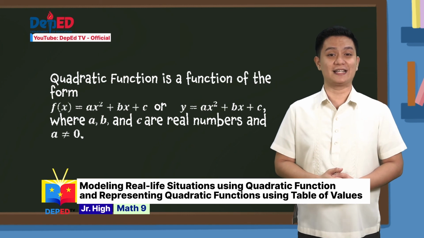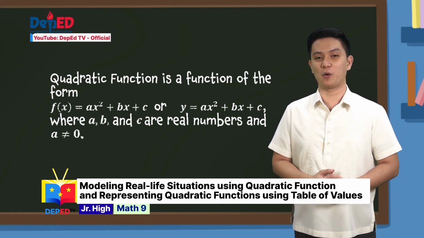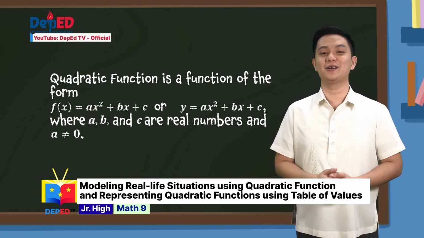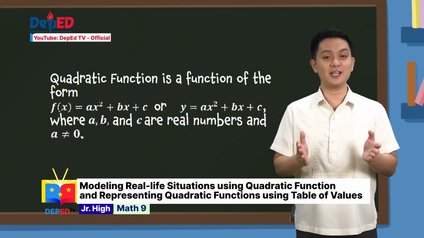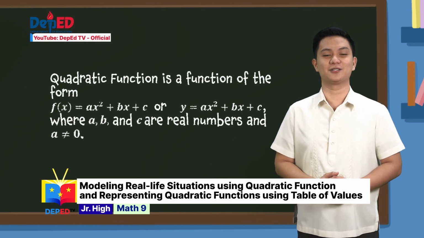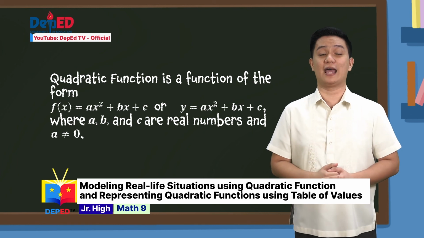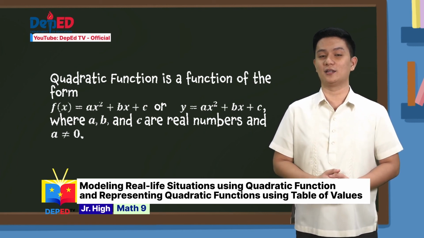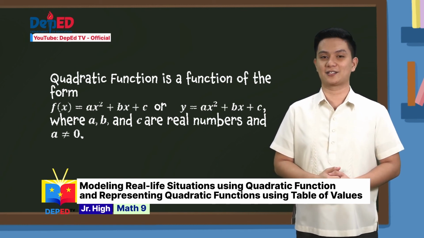A quadratic function is a function of the form f(x) = ax² + bx + c, or y = ax² + bx + c, where a, b, and c are real numbers and a is not equal to 0. Furthermore, the dependent variable f(x) can also be represented as the variable y, where y is expressed in terms of the independent variable x.